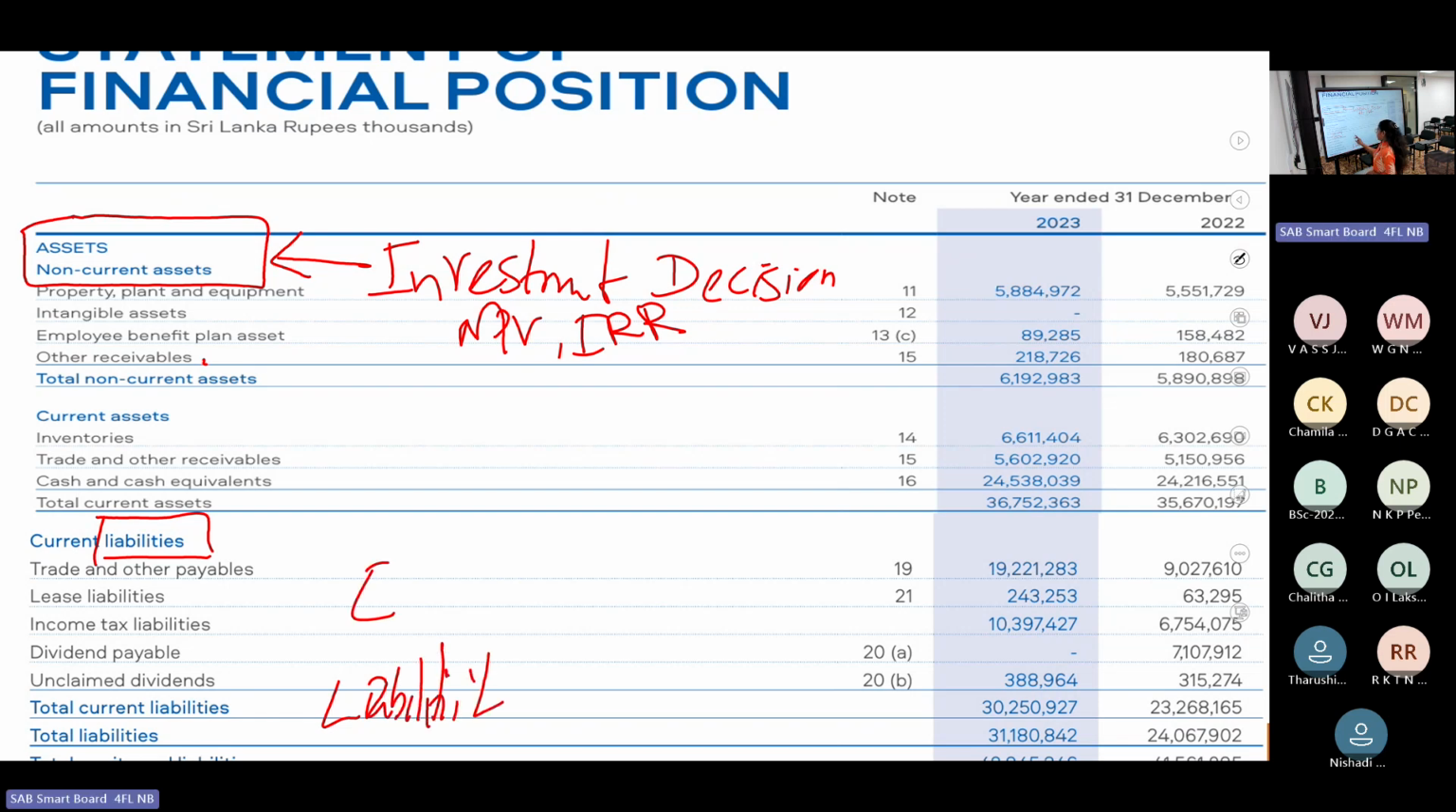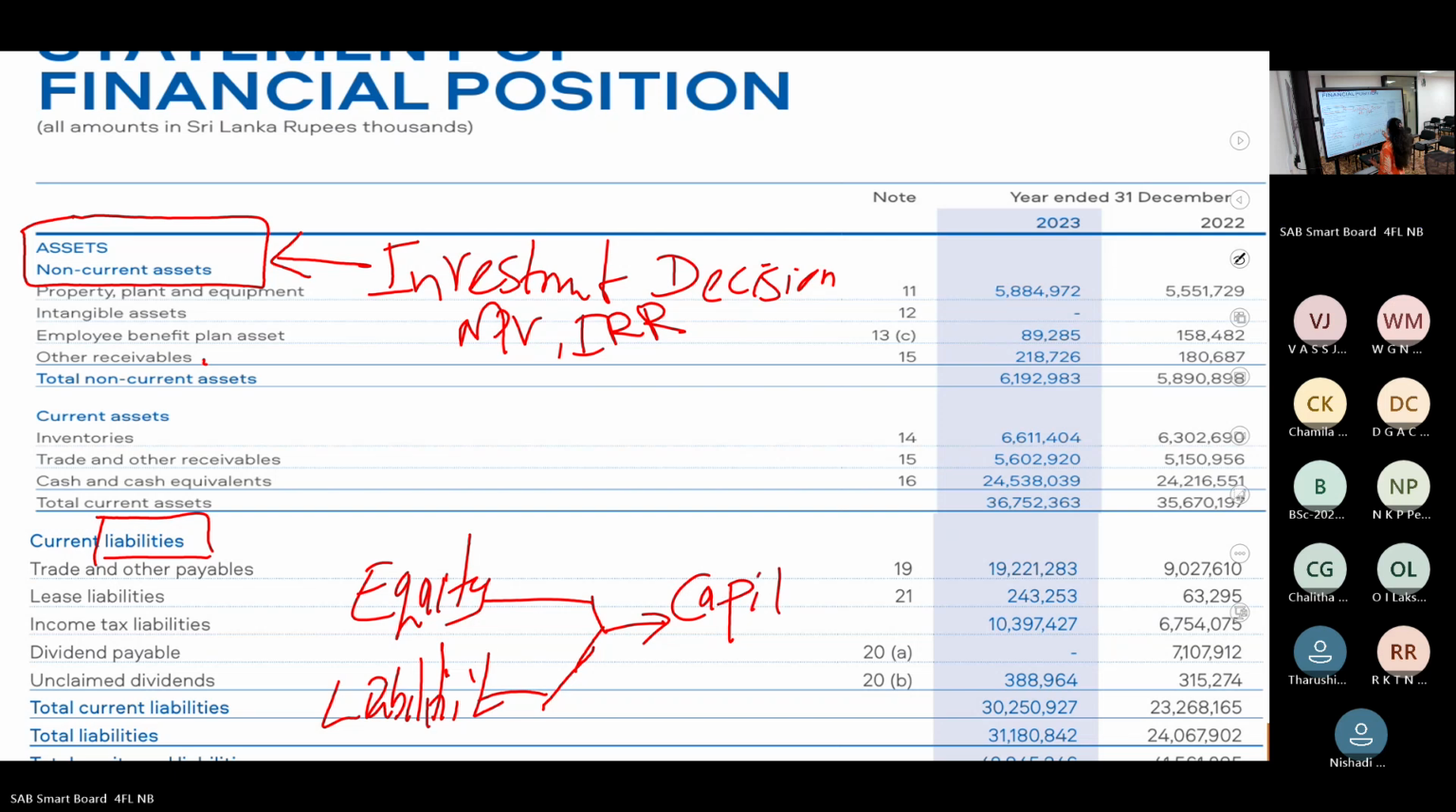Then liabilities and equity. Hope you all can see my screen. The way the companies fulfill their equity requirements, as well as the way the companies fulfill their long-term financial requirements with debt obligations, will be discussed here, the equity and liability. Definitely handled by which decision? We know that it is the capital structure decision.